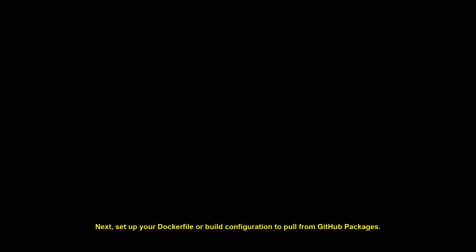Next, set up your Docker file or build configuration to pull from GitHub Packages. When specifying the image, use the format docker.package.github.com/username/repo/image:tag. Replace repo with your GitHub repository name. Replace image with the specific image name. Replace tag with the version or tag you want to use.